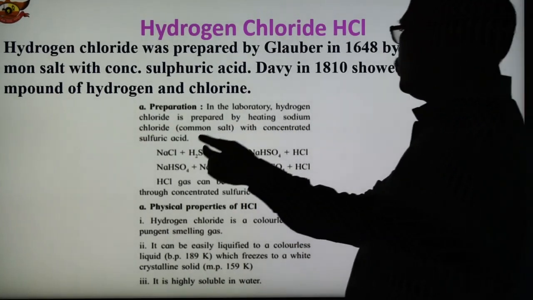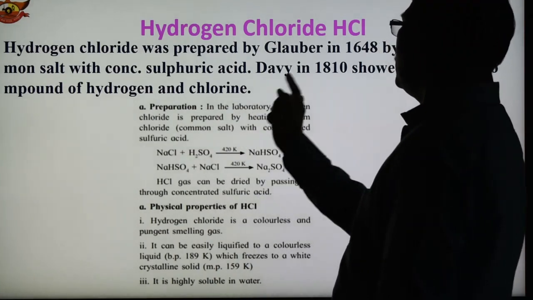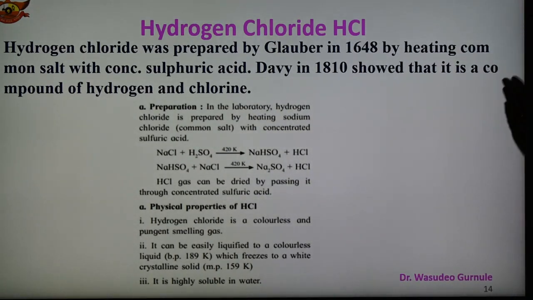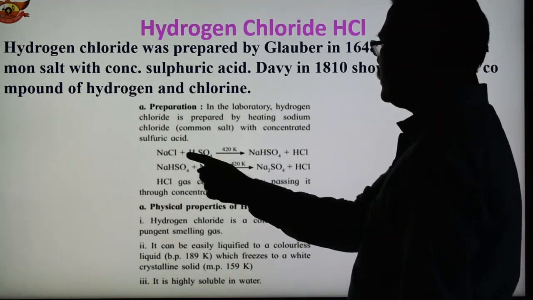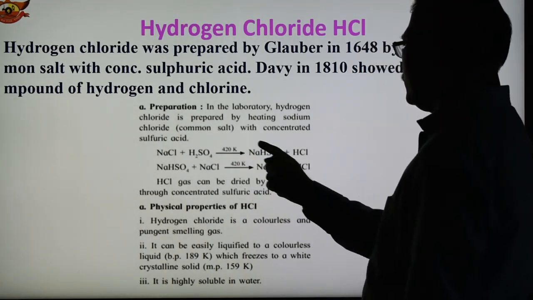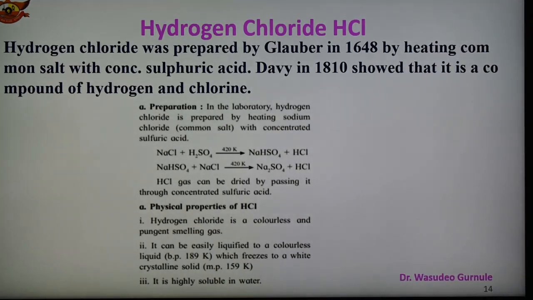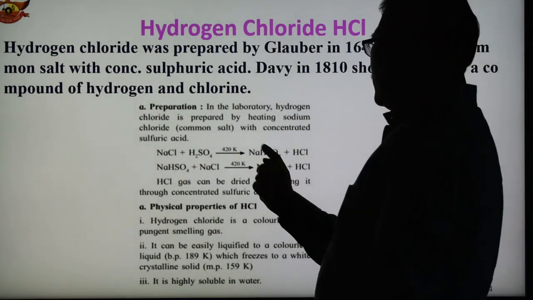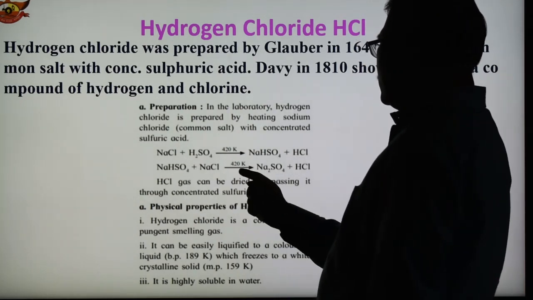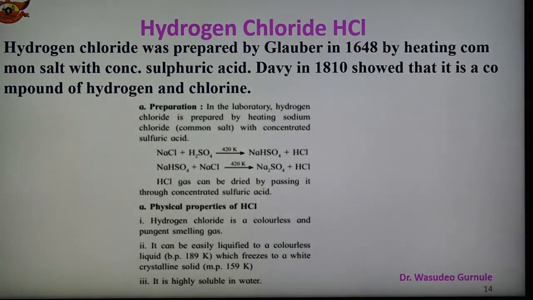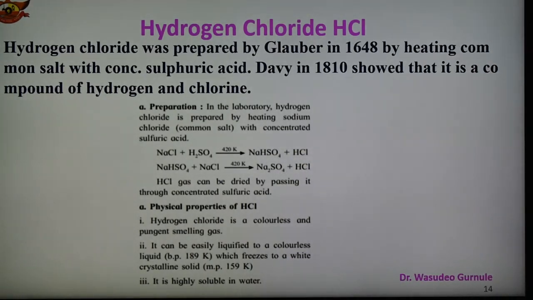This HCl is formed by the reaction of common salt NaCl and sulfuric acid at this temperature. We get sodium hydrogen sulfate, and HCl is formed. In another method, NaHSO4 is taken, and it reacts with NaCl at this temperature, and we get sodium sulfate and HCl. So this is the simple method of preparation of hydrogen chloride, HCl.